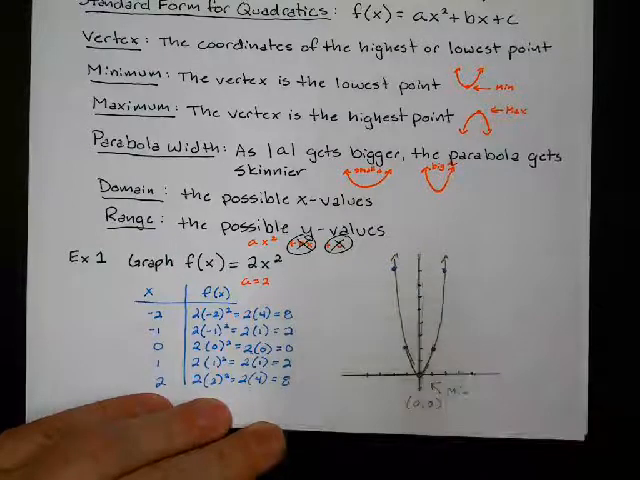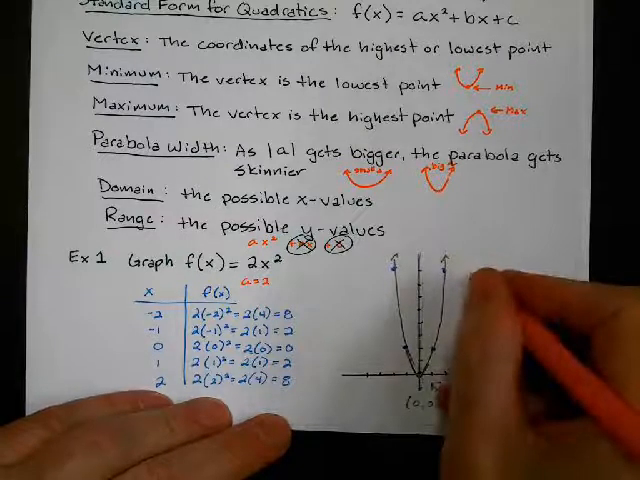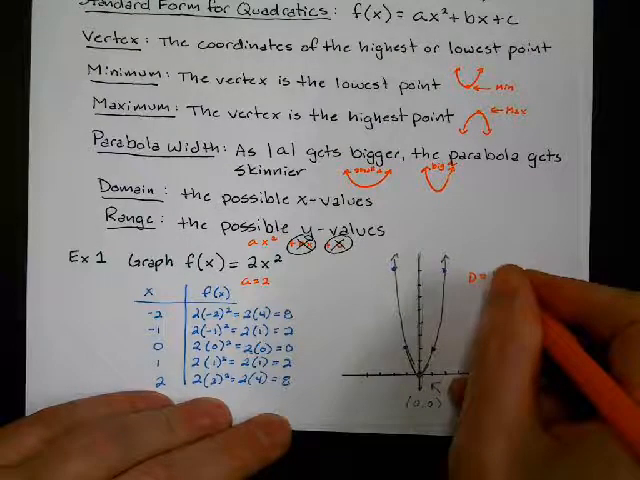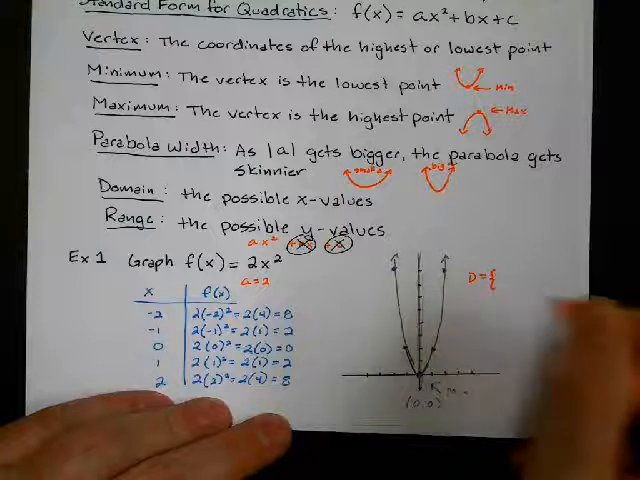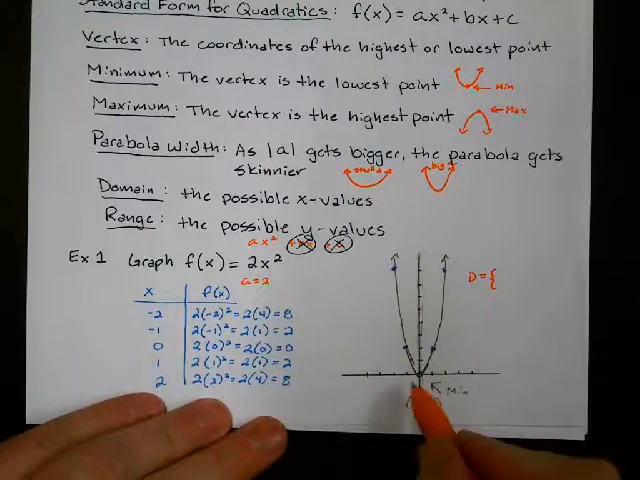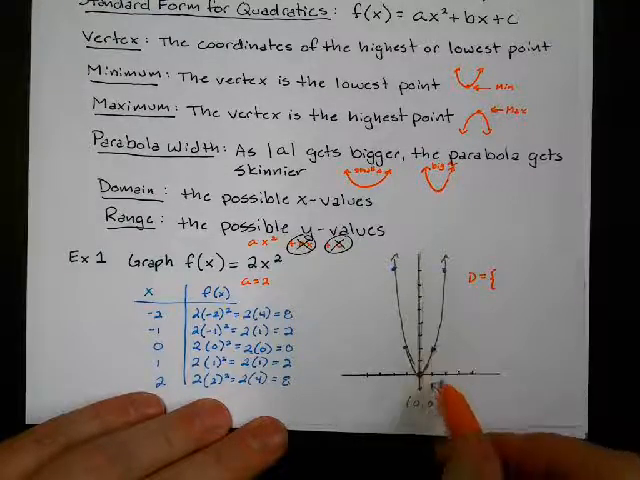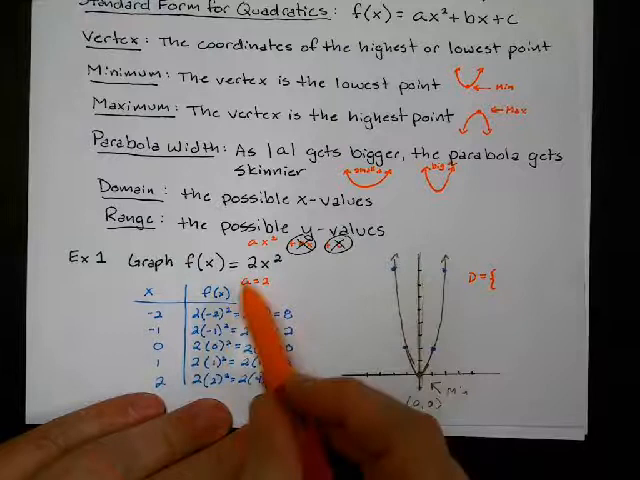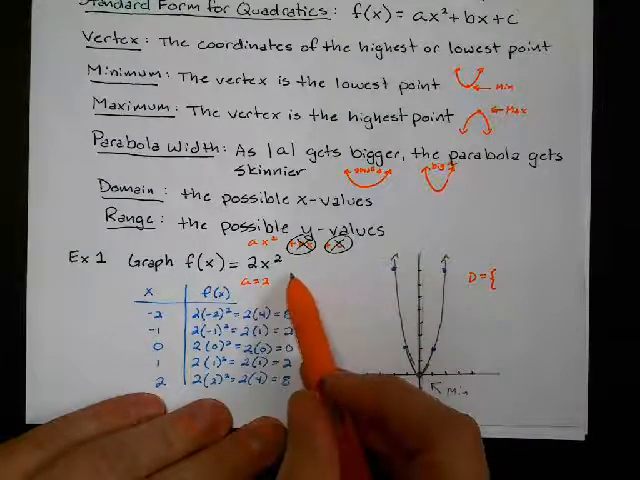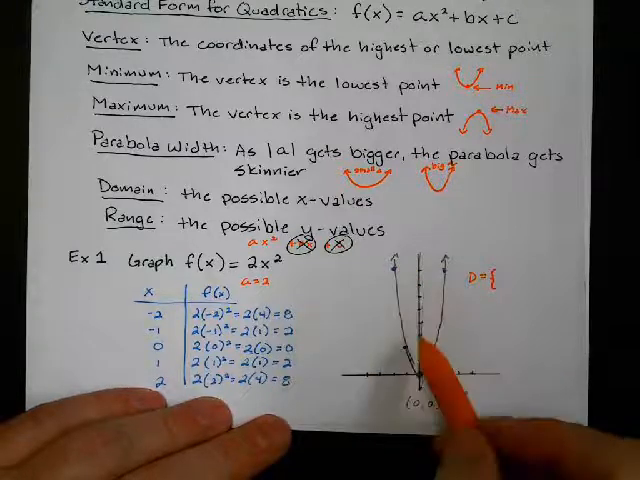Let's talk about its domain. Our domain for this one, remember, is all of the possible x values. Well, we plugged in 0, and that was a possible x value. We plugged in 1, that was a possible x value. We plugged in 2. I can keep on plugging in numbers here forever, and I'll get values for y. So we would say that the domain is going to be all real numbers.